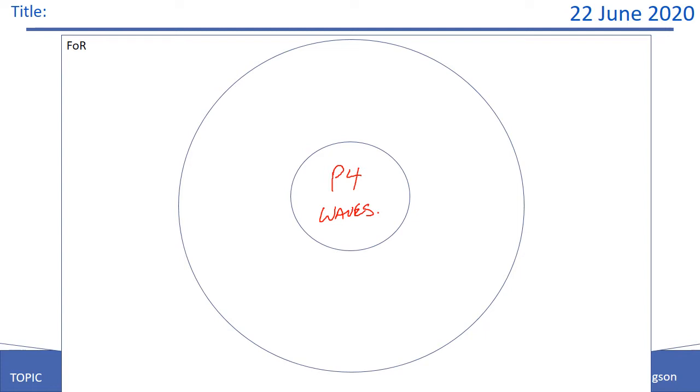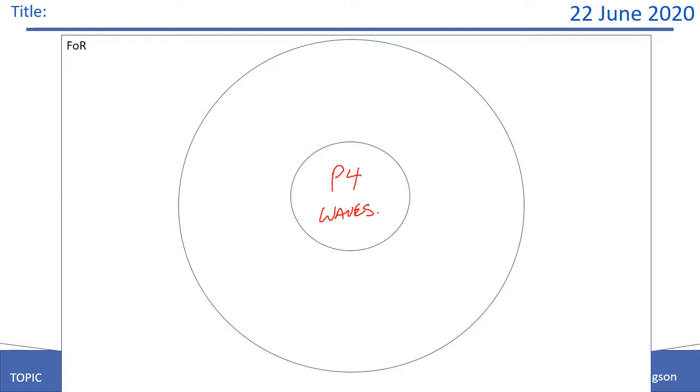Now, P4 is part of your first paper. Okay, it'll only be a small part, about 15-20% of it. So it's manageable. There's not too many formulas in P4, but there's a lot of facts and understanding. So this is why we're going to be a bit fact heavy in this lesson.